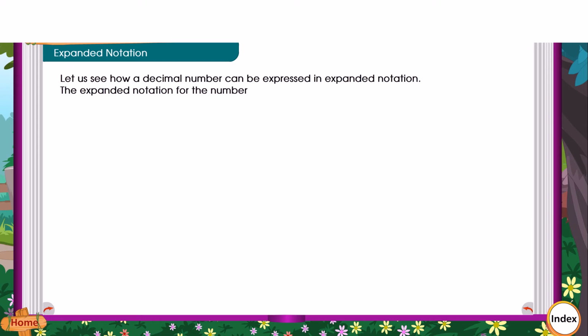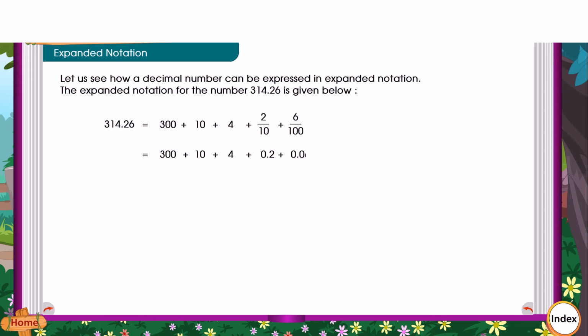Expanded notation. Let us see how a decimal number can be expressed in expanded notation. The expanded notation for the number 314.26 is given below. 314.26 is equal to 300 plus 10 plus 4 plus 2 by 10 plus 6 by 100, which is equal to 300 plus 10 plus 4 plus 0.2 plus 0.06.